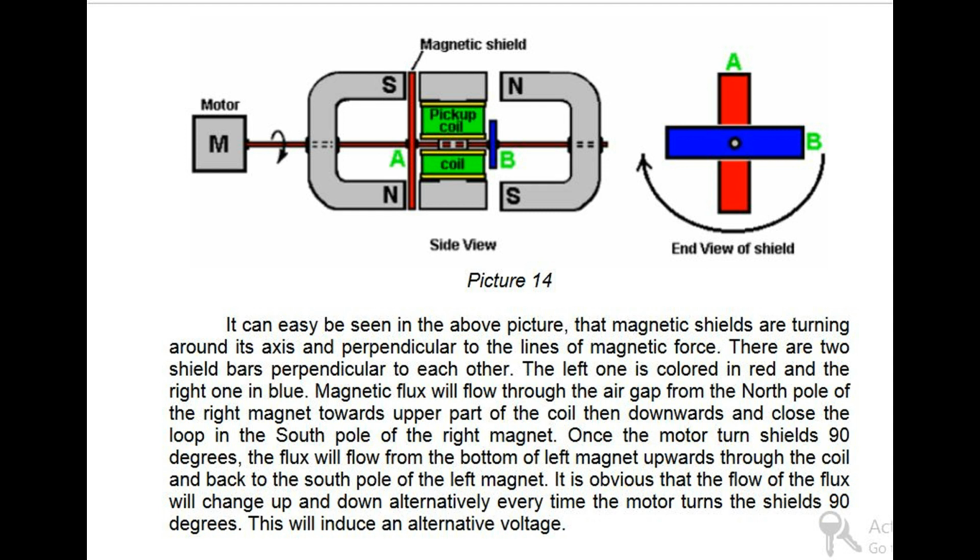Once the motor turns shields 90 degrees, the flux will flow from the bottom of left magnet upwards through the coil and back to the south pole of the left magnet. It is obvious that the flow of the flux will change up and down alternatively every time the motor turns the shields 90 degrees. This will induce an alternative voltage.